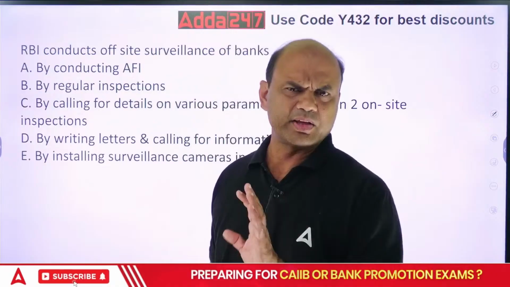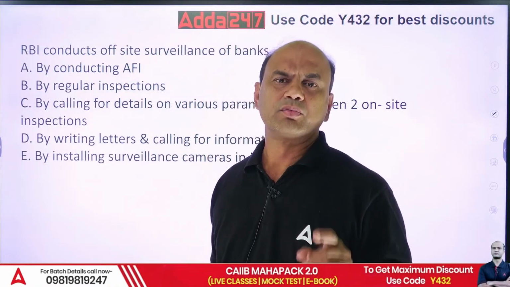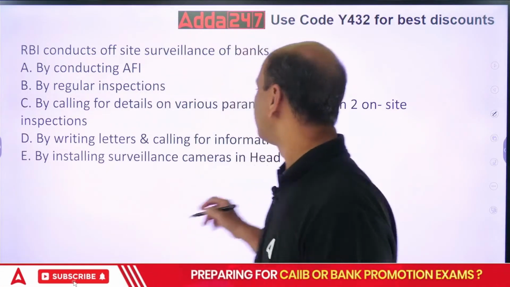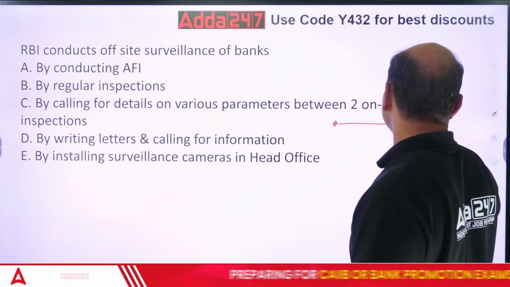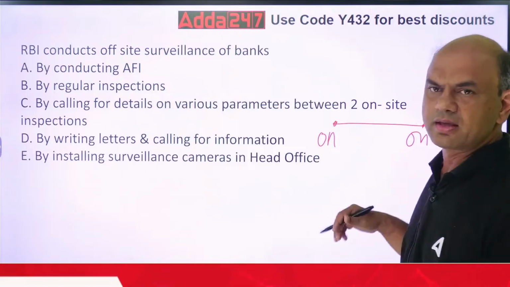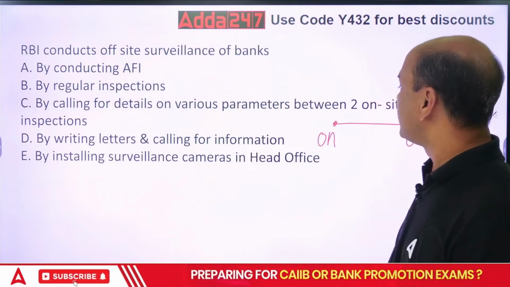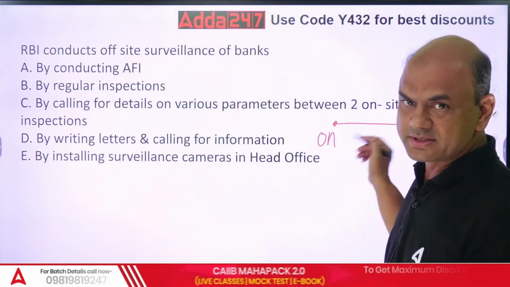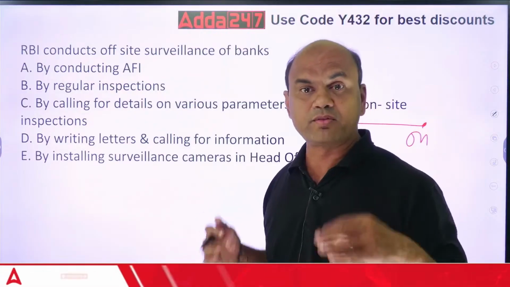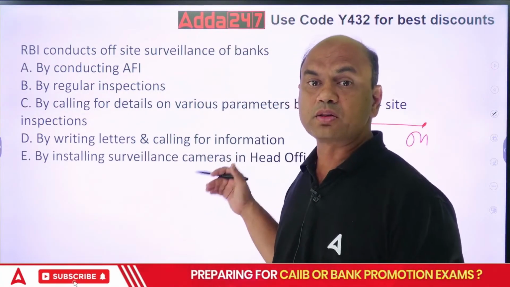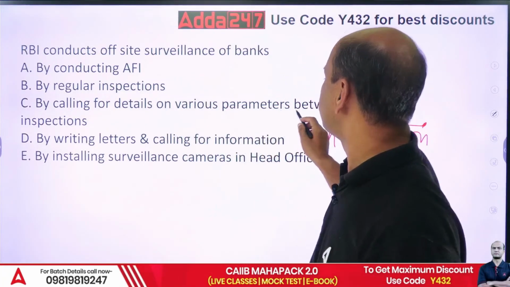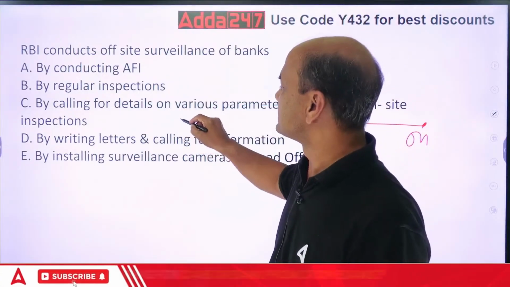See, RBI is very clear about it. RBI says there should be an on-site inspection per year for big accounts. Simple. So this is on-site: directly going to the branch or the bank and doing the inspection. In between, to check the quality of the assets, since a year is a big period, what will they do? They'll call for the documentation. So calling for details on various parameters between two on-site inspections.